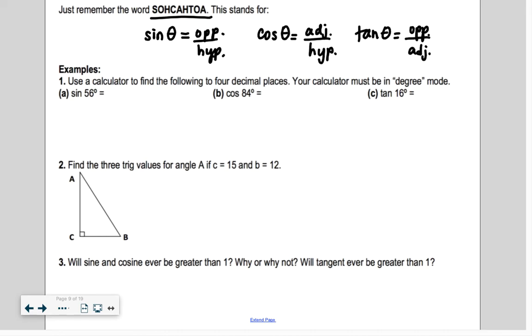Sohcahtoa. Sohcahtoa. Sohcahtoa. Right? Not Sohcahtoa, because then you'll forget your H each time. Sohcahtoa. All right, so first of all, we're going to make sure that our calculators are in the correct mode.